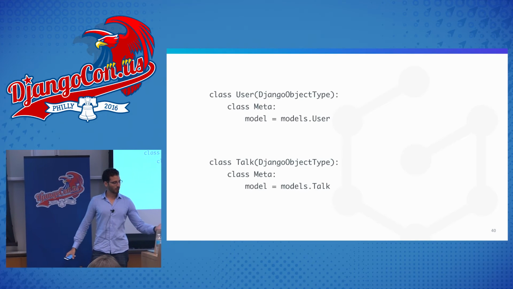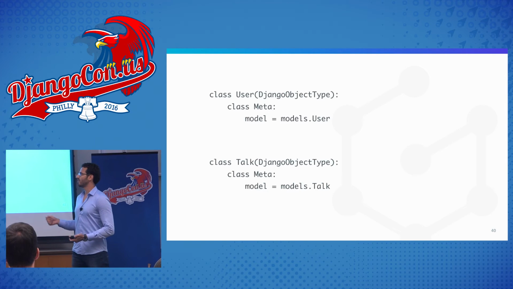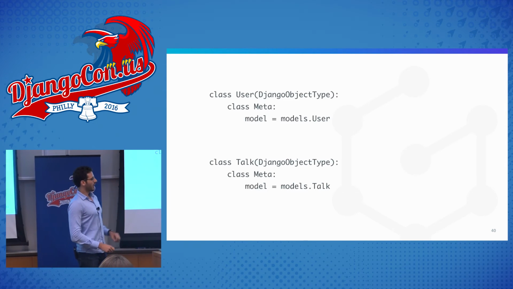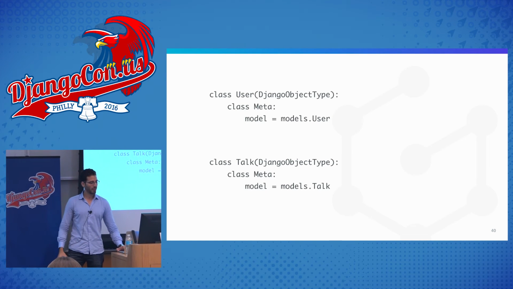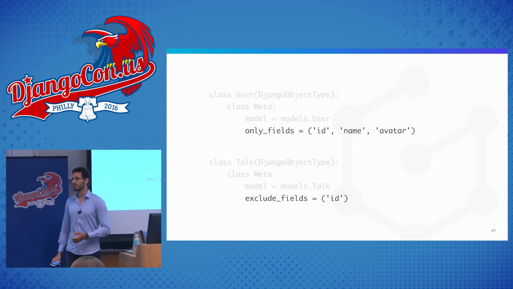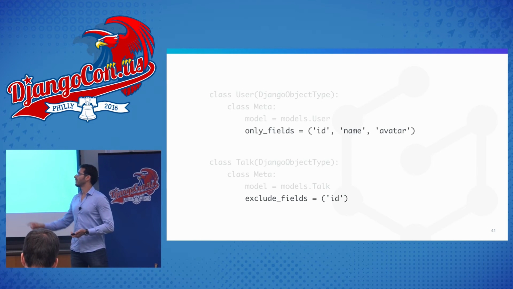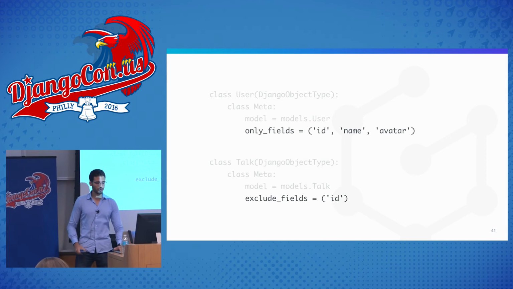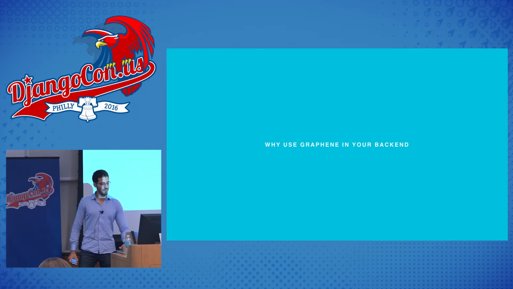So let's see how it will look. We create a class user. If you have already been using Django Rest Framework, it's very similar to the serializers. So we specify which model we want. In this case, each of these types will get the fields from the Django model. And we can also specify, for example, which fields we want to map into GraphQL. So for user, we just want the ID, name, and avatar. We don't want the password. We don't want any other field. And for the talk, we want to exclude the ID. I wanted to do a demo, but I don't have time.